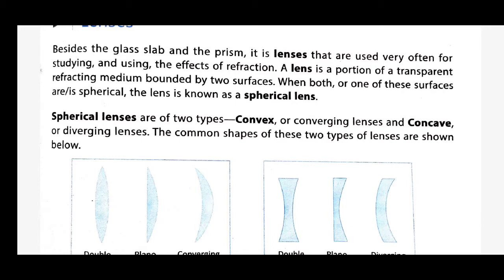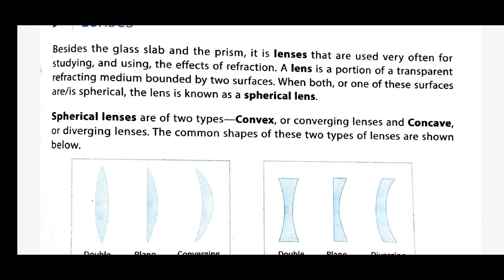Now, spherical lenses are of two types, concave lens and convex lens. As you know, concave mirror, convex mirror, so this name is according to the curvature of the mirror. Here we have to learn the lens. This definition means convex lens or concave lens is according to the construction of the lens.